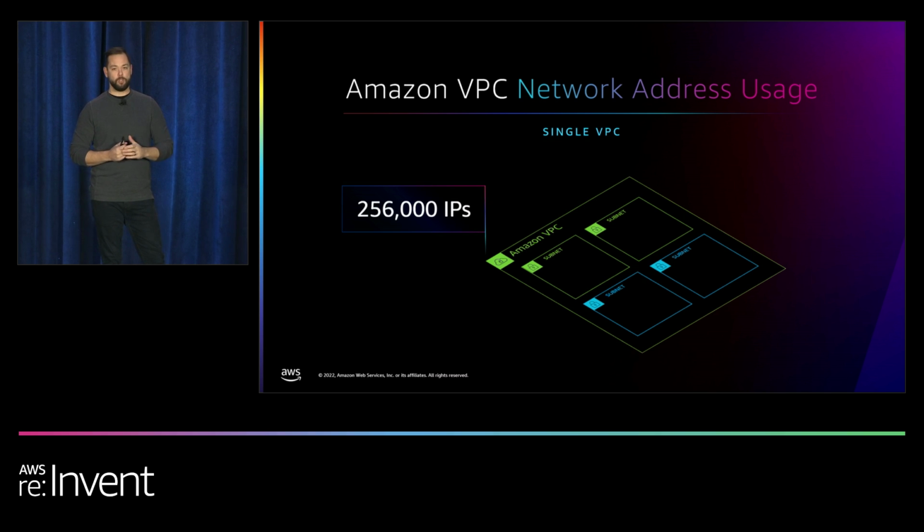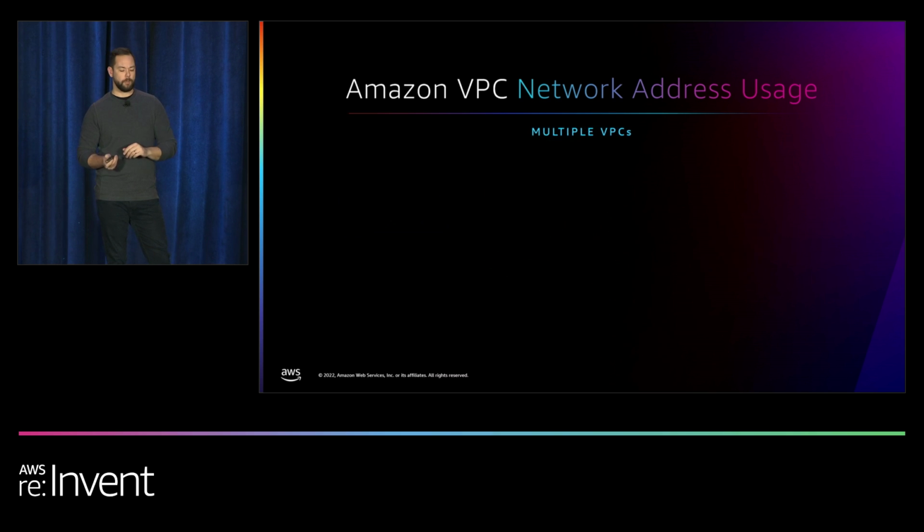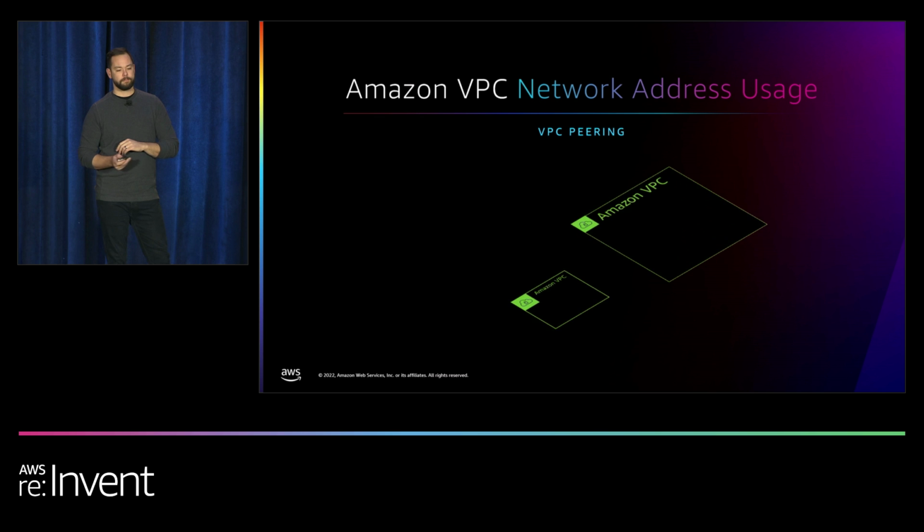This is in-use IPs, IPs that are actually assigned to instances. And so previously, we'd ask customers to stay around 50,000 in-use IPs in a VPC. Now you can do 256,000, which is a huge amount. And so basically, this is a single VPC size. So if you have multiple VPCs, they're all 256,000.